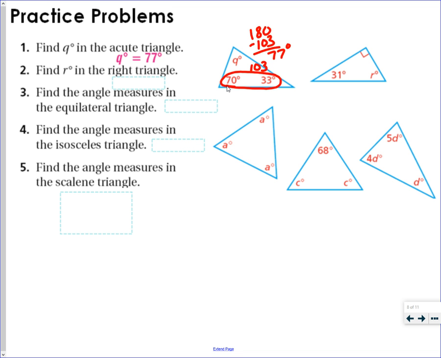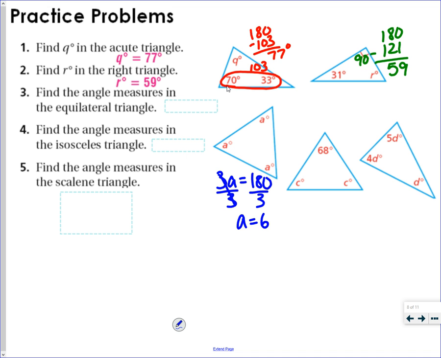The R in the right triangle, again, it's important to know that that is a right angle. So this is 90 plus the 31 that's there is 121. And 180 minus 121 would be 59 for that angle. In an equilateral triangle, they did say a for all three of them, but I'm guessing that a lot of you know this anyway. I would have 1a plus 1a plus 1a is 3a equals 180.